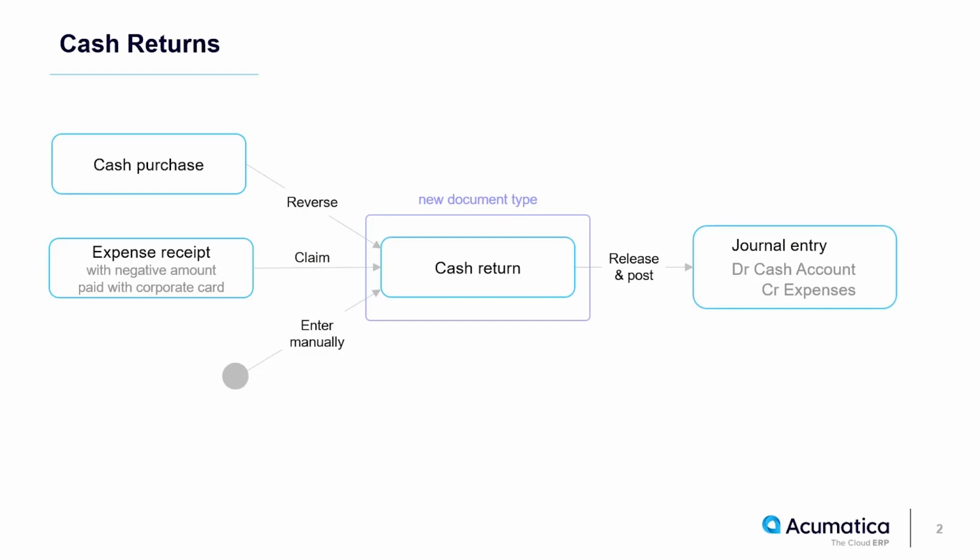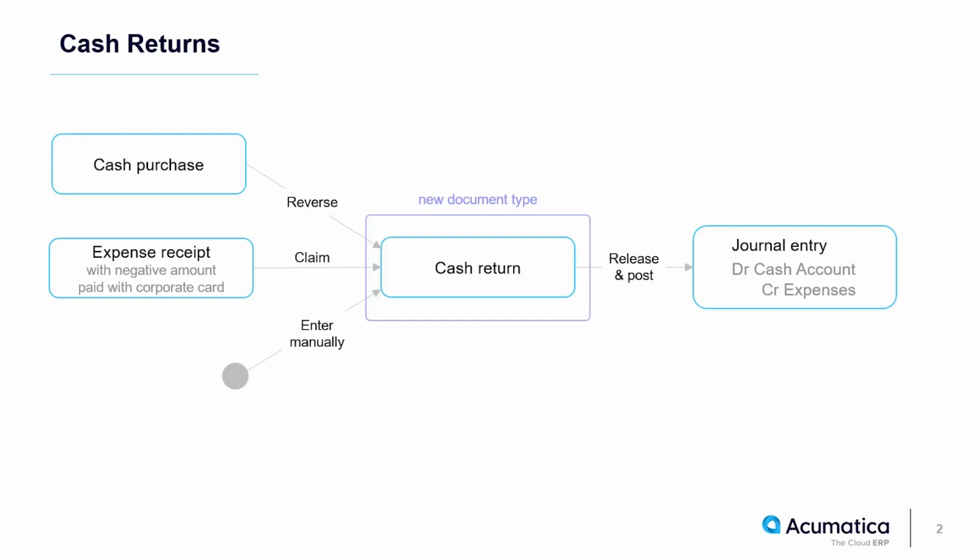In previous versions, users could create a cash purchase document to record expenses which were paid immediately. If a refund had to be recorded, it was impossible to reverse the cash purchase document. Instead, the user had to void it. In the latest version, this functionality has been enhanced.